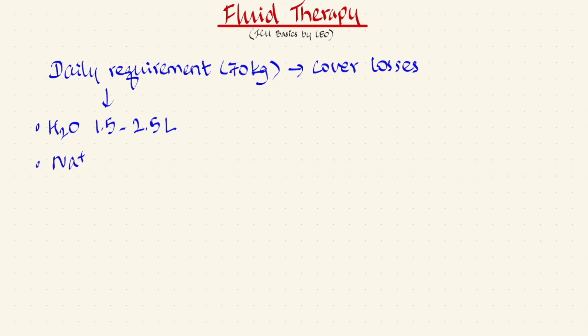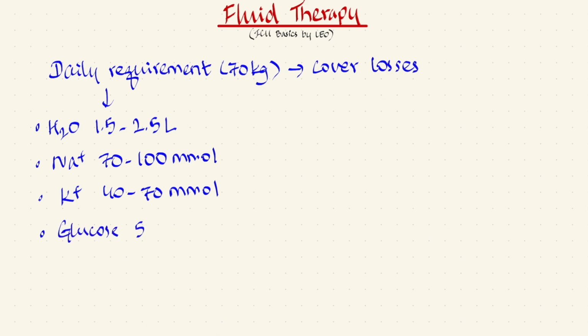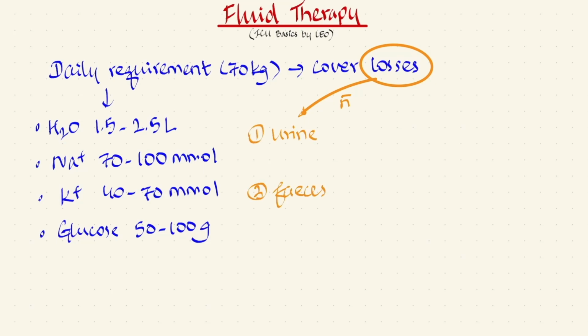Daily sodium requirement is about 70 to 100 millimole, which is about 1 to 1.5 millimole per kilo per day. Potassium about 40 to 70 millimole, which is about 0.5 to 1 millimole per kilo per day. And glucose about 50 to 100 grams per day. Normally, water and electrolyte losses can occur in urinary tract as urine and GI tract as feces, and also as insensible losses via respiratory tracts as lung water vapor and via skin as sweat.